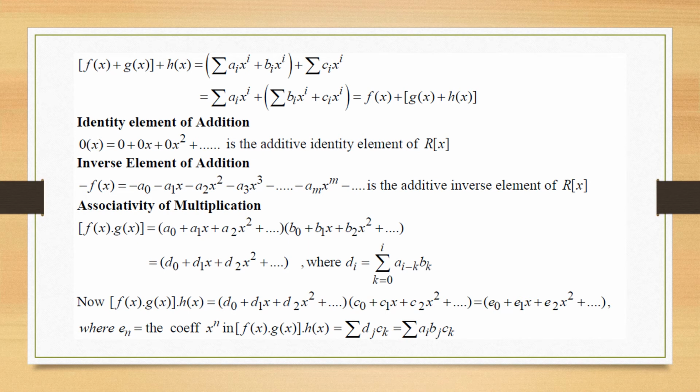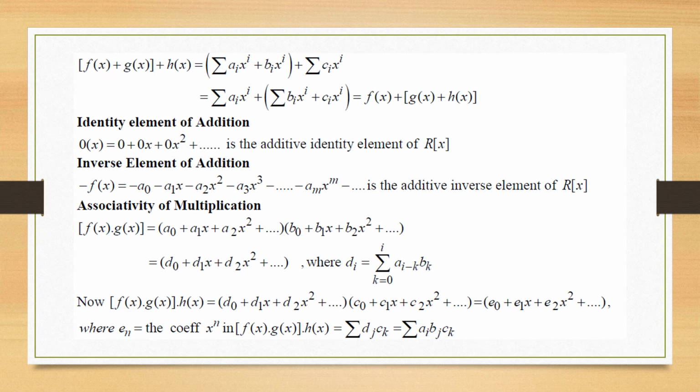Now we move on. The properties of addition, commutative, identity, inverse, closure, etc., are proved. Then associativity of multiplication. Associativity in the sense of 2 elements at a time, then 3 elements. So first I take 2 elements at a time. f of x is defined as a0 plus a1x plus a2x square and so on, and g of x is taken as that infinite series, just multiplying. Since h already contains c, I'm just replacing it by another alphabet d: d0 plus d1x plus d2x square and so on, where di is equal to the summation of all this.